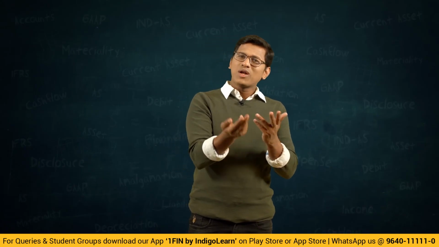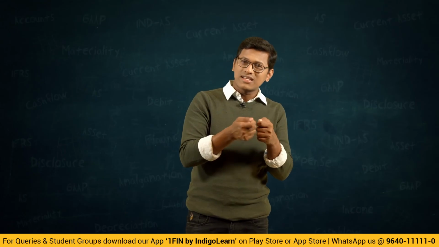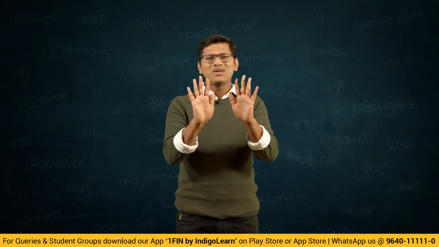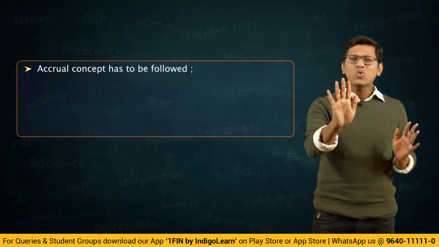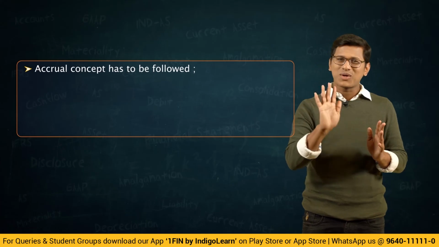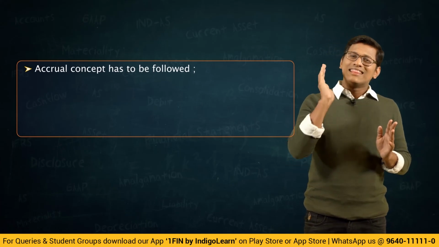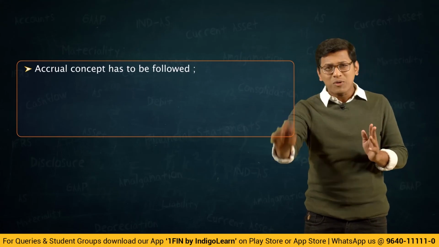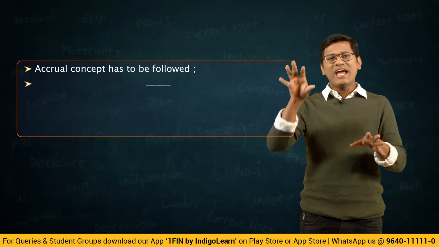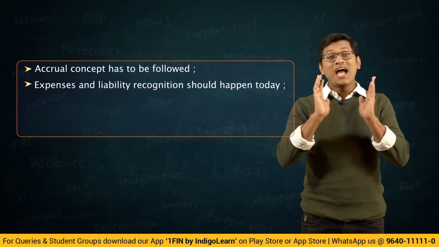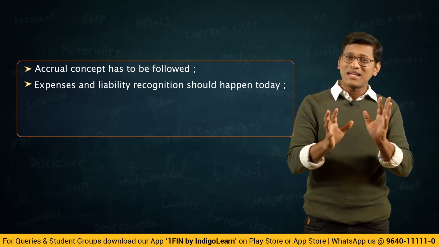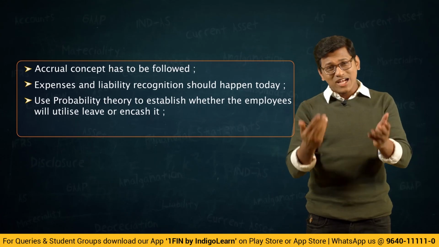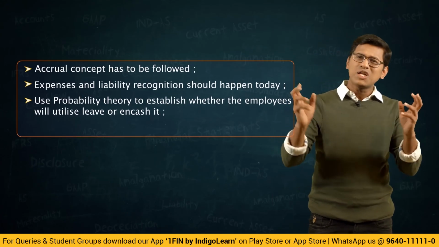Friends, there is one more cliff to it. It says, one more attachment to it. It says, even that PF of 12% will be paid only at that time. Okay. Now, the simple answer is this. Accrual concept has to be followed. And the amount of estimated expense has to be provided for today, and basically expense and liability recognition should happen today. And to make that expense and liability estimation, you can probably take the help of probability theory. You can use actuarial assumption, which of course will consider probability theory.